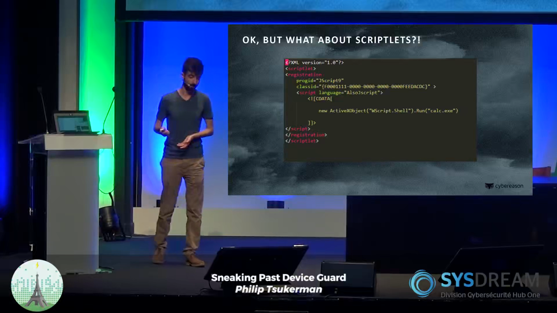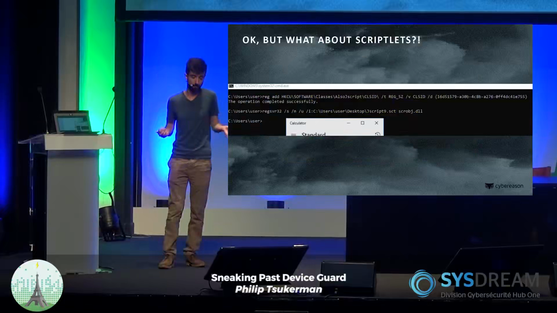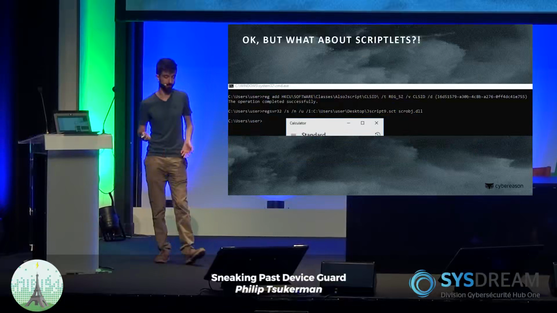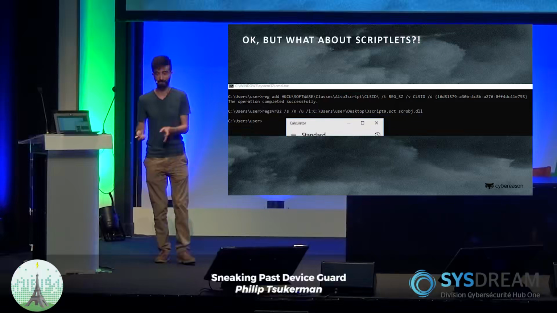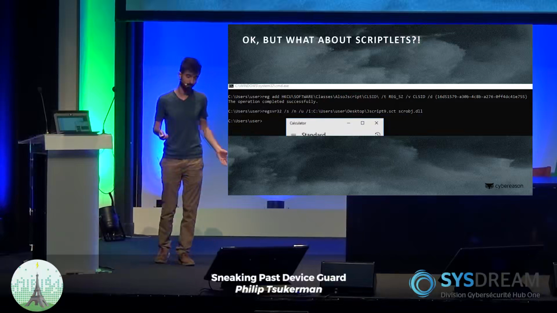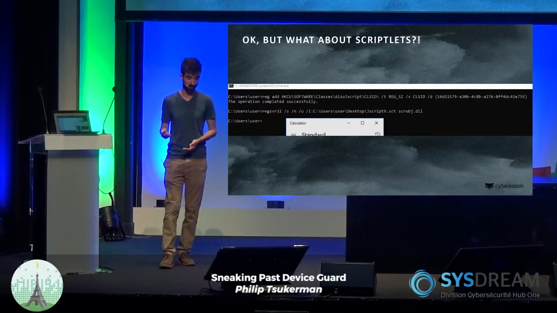So all I need to do is to register one. So I just write it to the current user's registry hive, and I say, oh, now I have another engine called also JScript and not just JScript. So let's run a scriptlet with also JScript. And again, my code runs as expected.